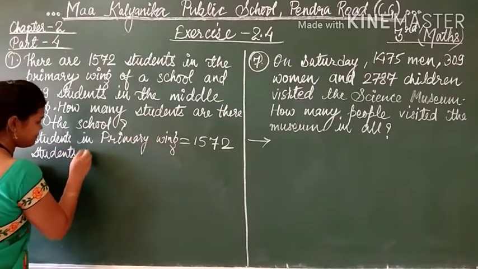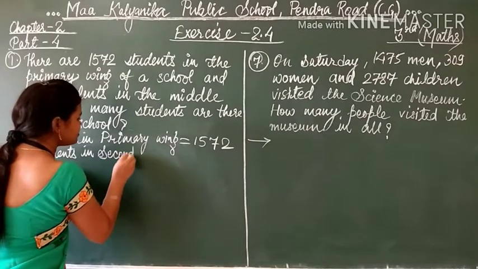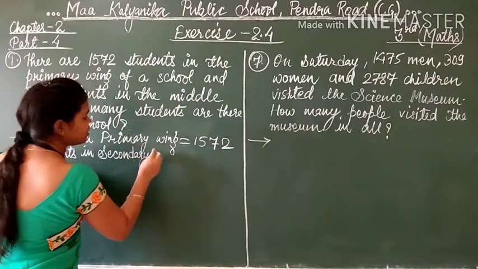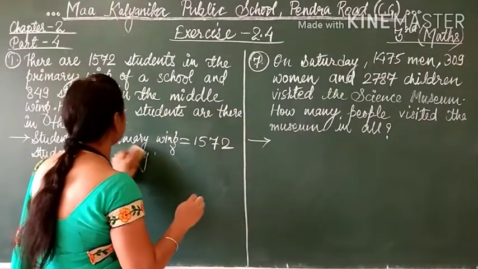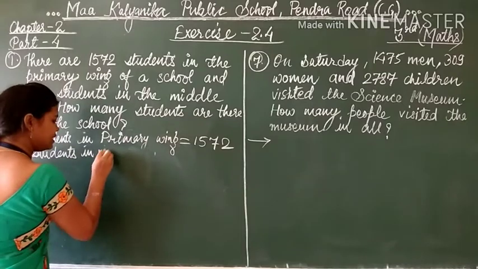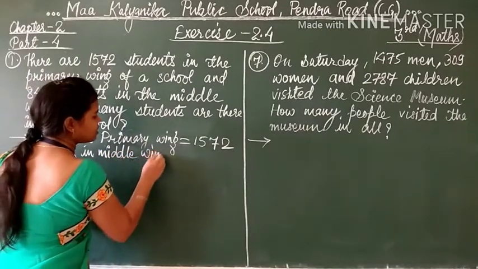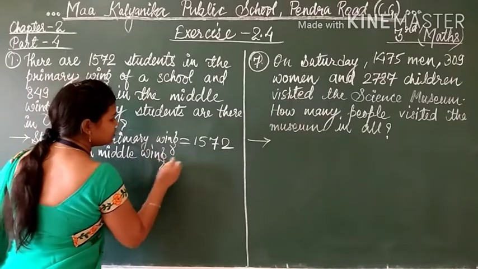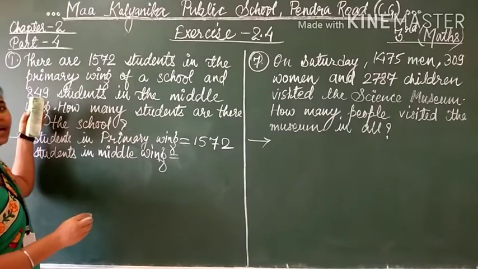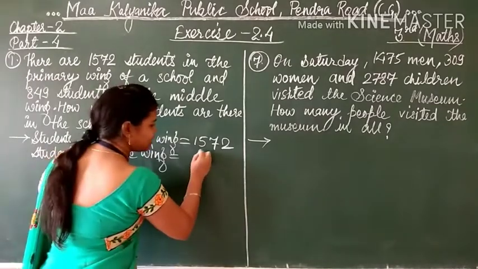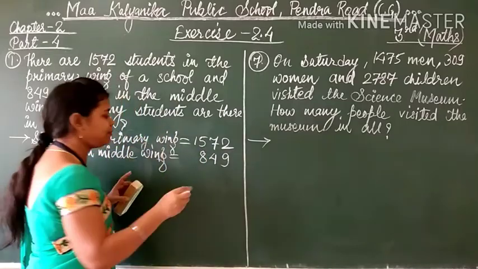Now students in middle wing. The term used here is middle wing, so we can write middle wing, not secondary. Middle wing. So students in the middle classes, how many students are there? 849. So here we can write 849 with proper place values.